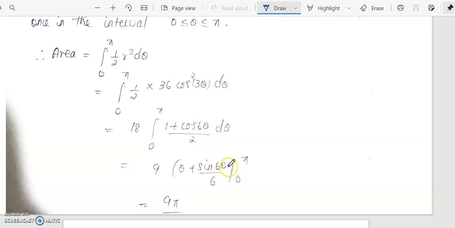Now upon applying the limits, the first term limit will be pi minus 0. For the second term, sin 6 pi minus sin 0, so both the limits are 0. So for the first term you get pi. So the value is going to be equal to 9 pi.